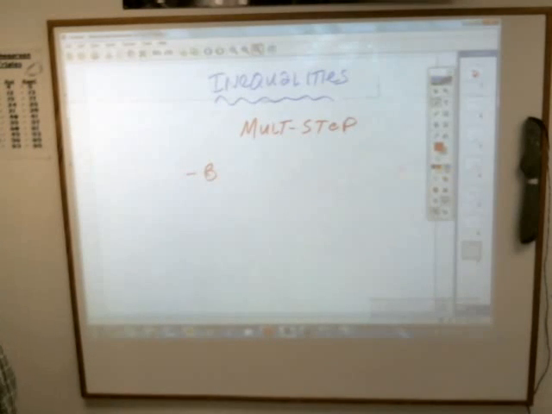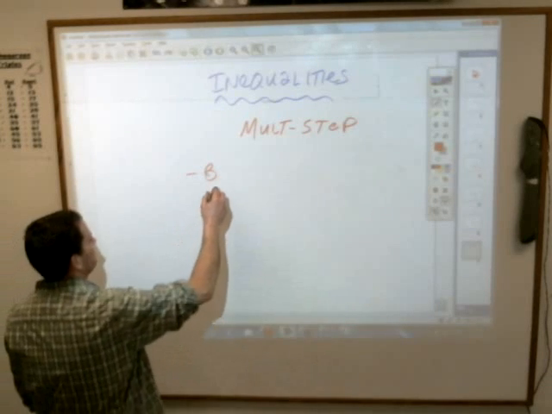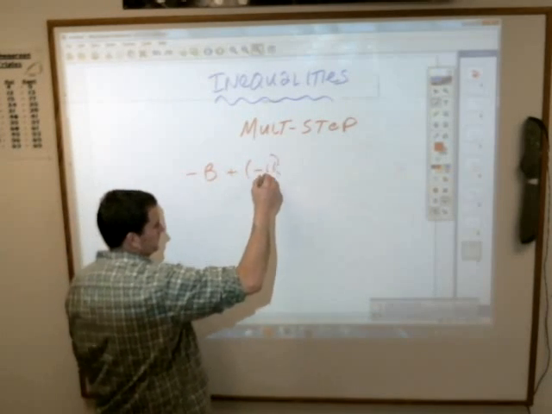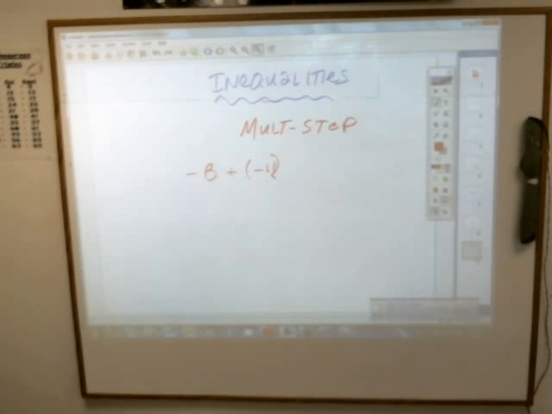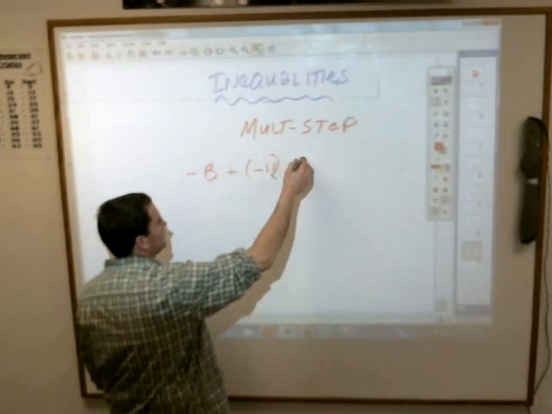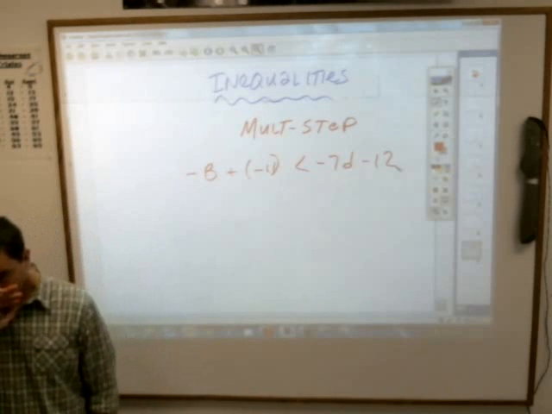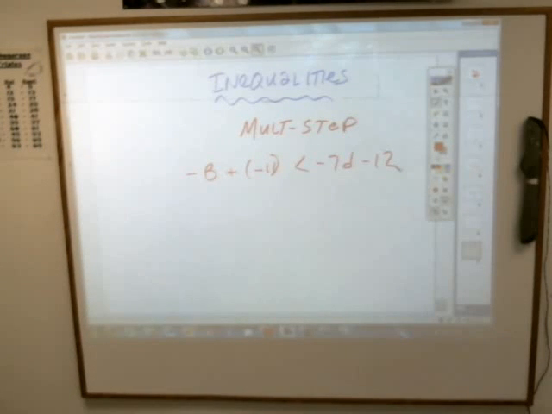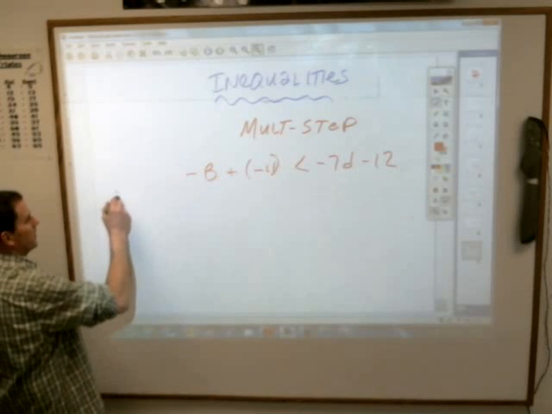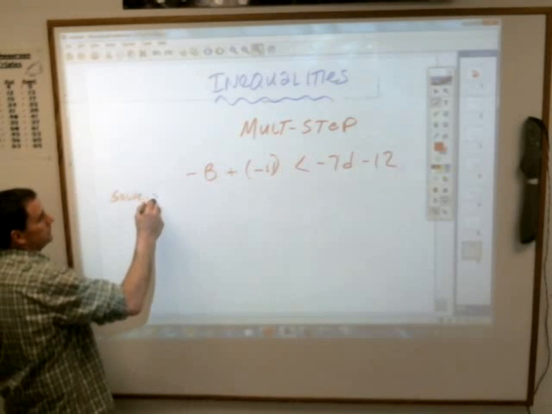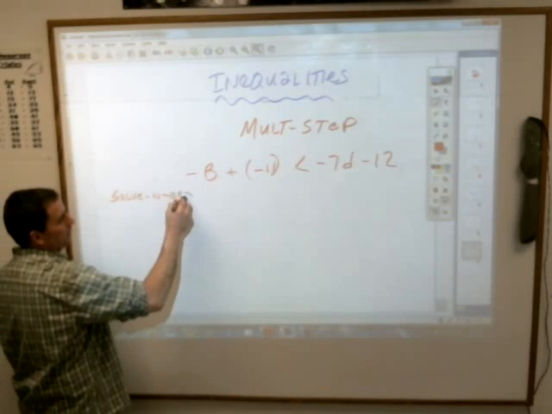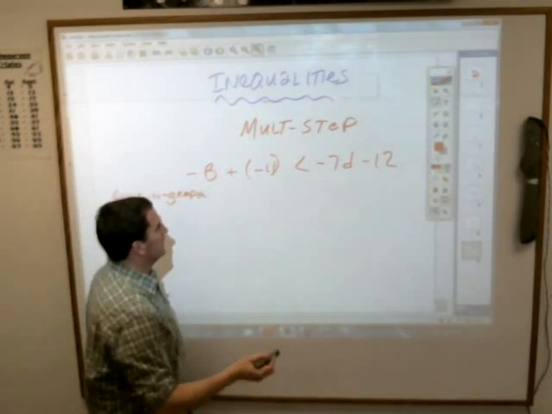-8 plus a -11 is less than -7d minus 12. And we are supposed to solve and graph. What are the fundamental rules of inequalities?